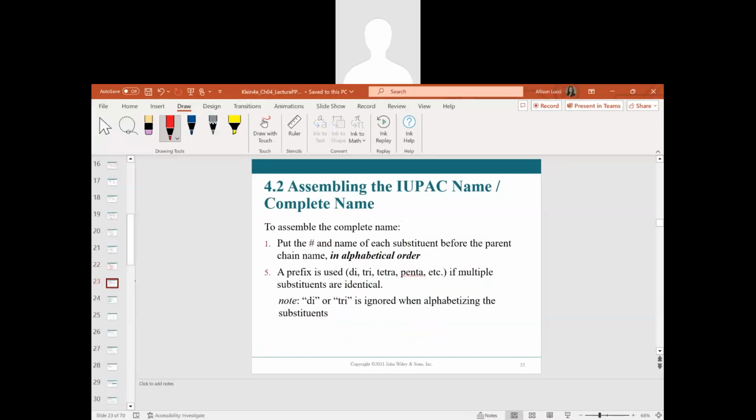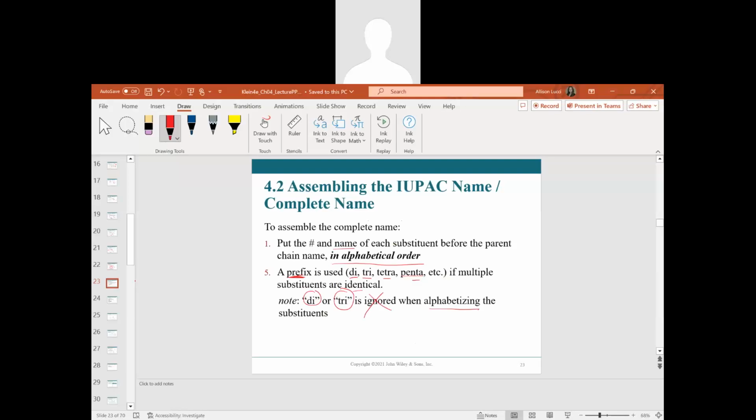So again, let's review our rules. So first, we're going to put a number on each of the substituents and name each of them. This will be before our parent chain in alphabetical order. We will use prefixes such as di, tri, tetra, penta if we have 5 of the same substituents, if they're identical. So if we have 2 methyl substituents, it will be dimethyl, for example. But it's good to note that when we alphabetize these things, di and tri prefixes are ignored.